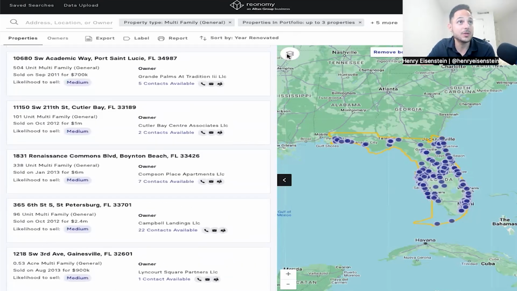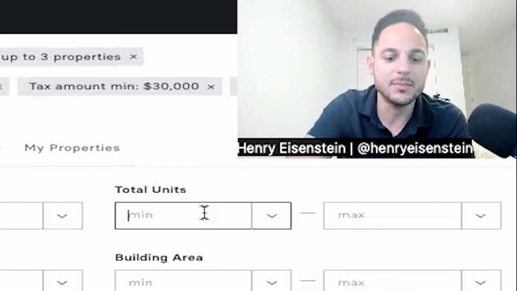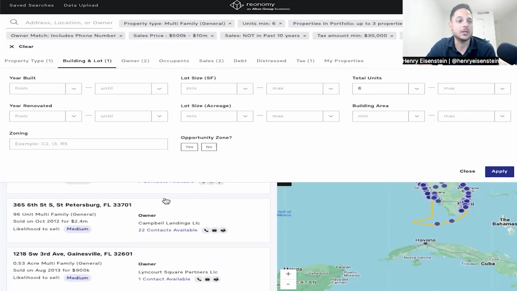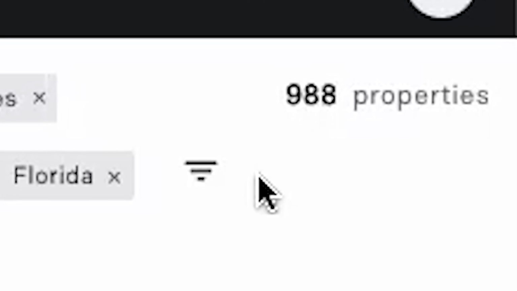The one thing you can do though, this could help you out with your metrics, is that if you go to building and lot and you go to total units, you can do a minimum of like 6. Say a minimum of 6 units, you eliminate a lot of stuff. Same thing if you hypothetically say a minimum of 20. Now, again, you're still assuming. Right now you're down to 700 properties. So that's actually pretty good that they've marked a number of these. But as you can see, if you go down to 6, we went from, what did we have before?